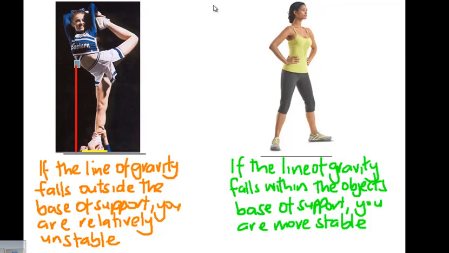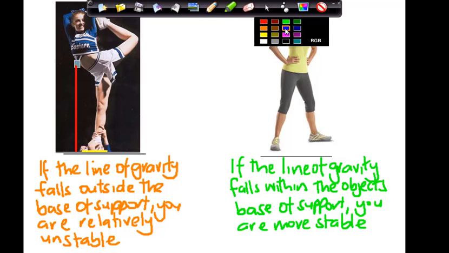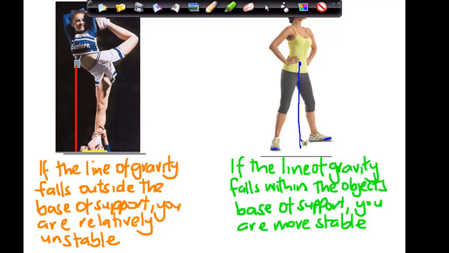As you can see here, her base of support is here, and her centre of mass is about here, so the line of gravity falls within the base of support, sorry. So that equals more stability, or increases the stability of that particular person.